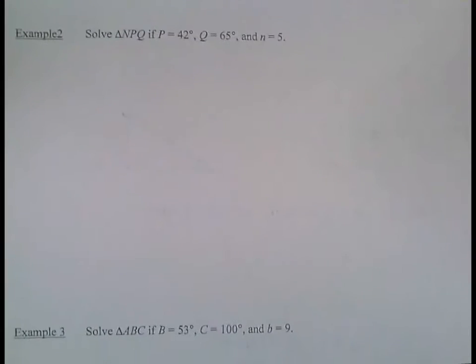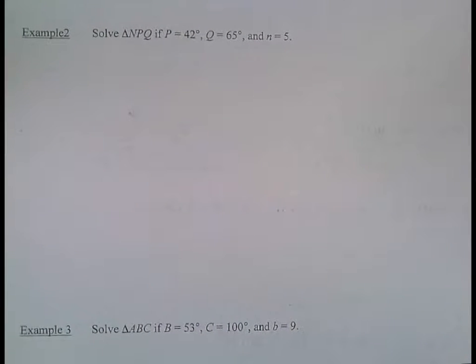If we look at example 2, it says solve triangle NPQ if the angle P is 42 degrees, the angle Q is 65 degrees, and n is 5.